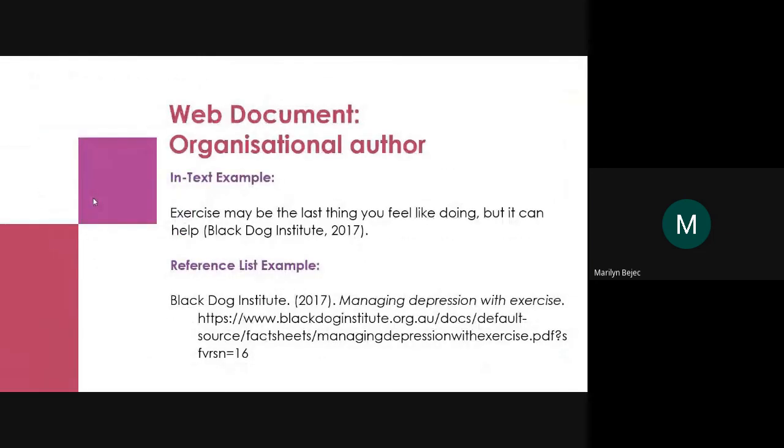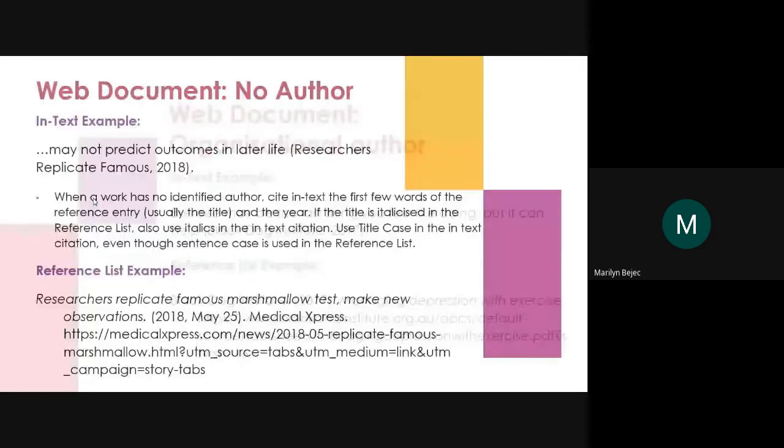Web document for an organization with an author. So in text, you have the sample, you have the name of the organization separated by a comma from the copyright year. In the reference list, you write the organization followed by a period, and then the copyright year, and then the title of the document on the web, and then you have the URL or the DOI.